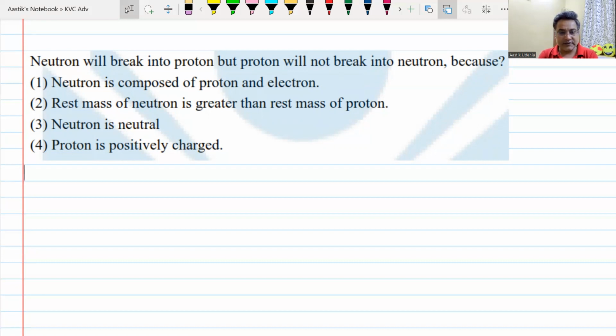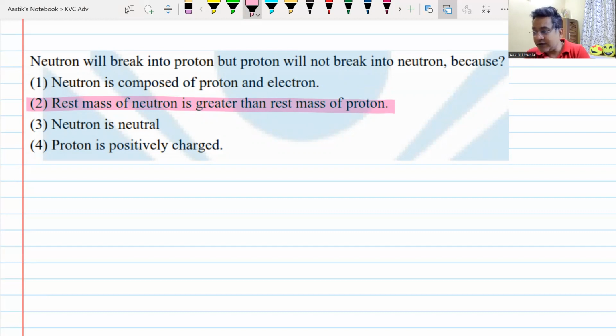What is the answer for this one? This is just a theoretical question based on whatever we have discussed. This is a very good culmination of what we have discussed in the entire class. And the answer is definitely option B. Rest mass of neutron is greater than the rest mass of proton. Therefore, this will be an exothermic reaction. It can happen on its own. The Q value will be positive, and therefore this reaction can happen on its own.